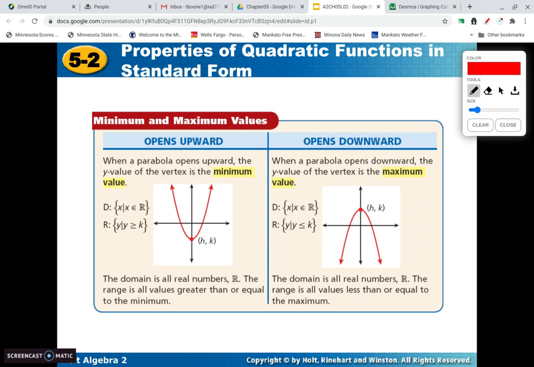Well, if you take a look at this, you know that you're never going to go below that point right there. So that k value, that y value, is in this case the minimum value. It'll never get any lower. It goes on indefinitely, so there's no maximum in this case.